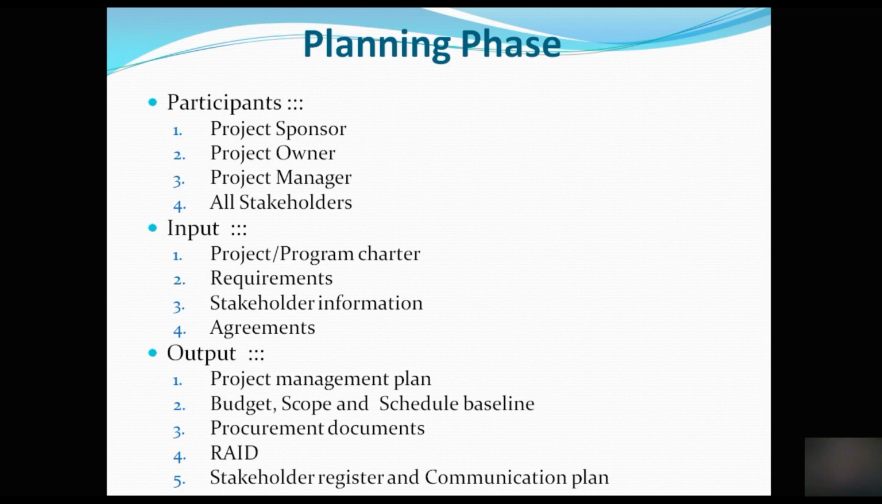Then what is the output of this particular phase? Output is the project management plan, budget, scope and schedule baselines. So what do you mean by baseline? Any document, when we say agreed upon for the time being, it becomes the baseline document. So baselining any document means that it is one of the final versions we create.